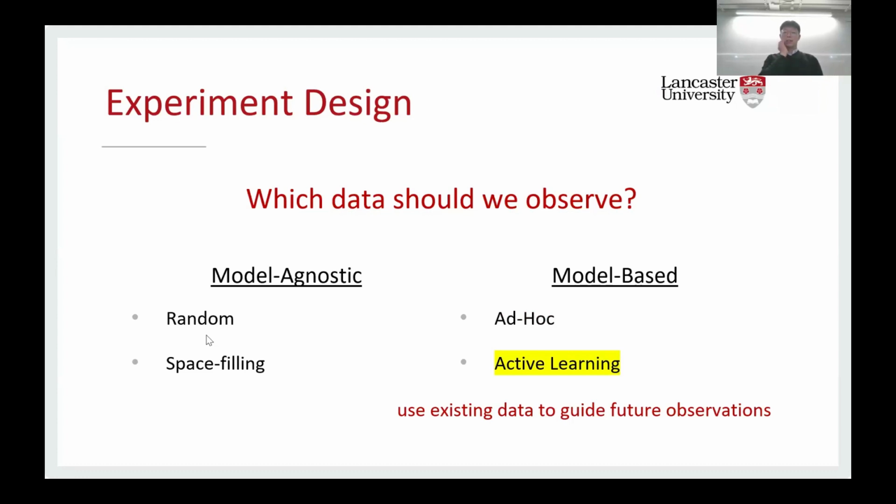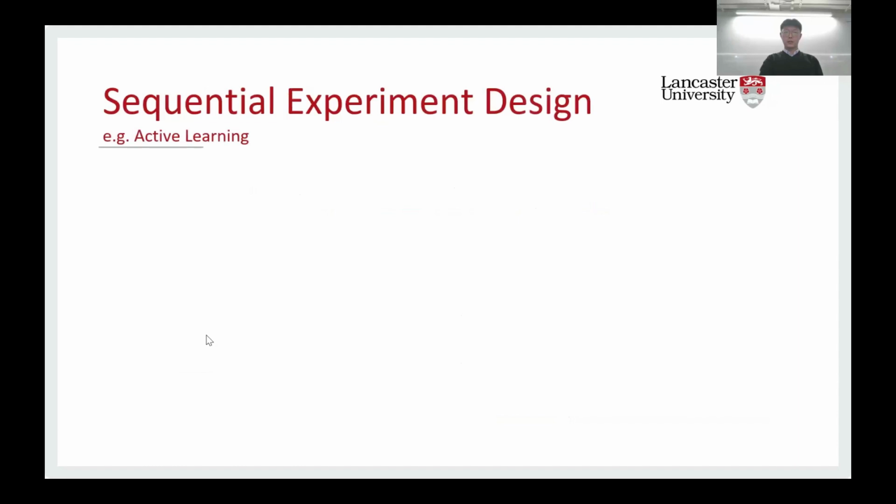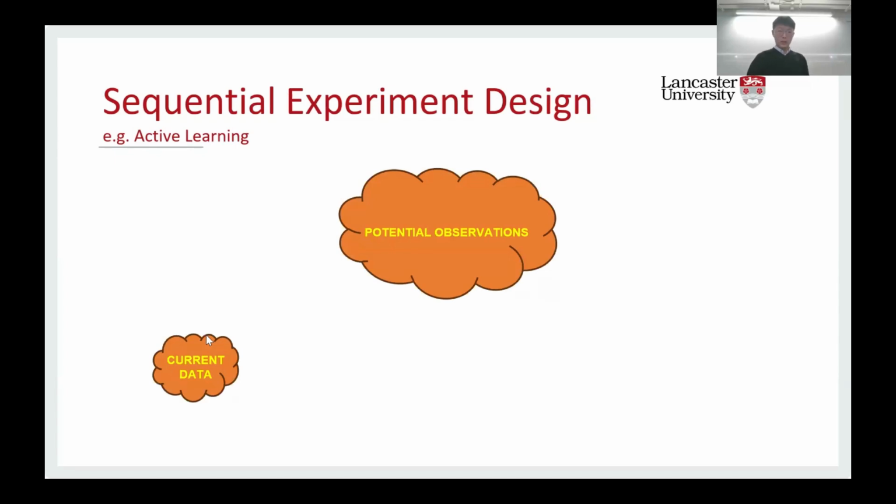And this approach uses existing data to guide our future observations. So sequential experimental design or active learning follows this way. We have this big cloud of all the potential places we can observe, we can look, and we have a subset of it being our current data. So we know something. We don't know everything, but we know something. And there's a lot that we could explore.